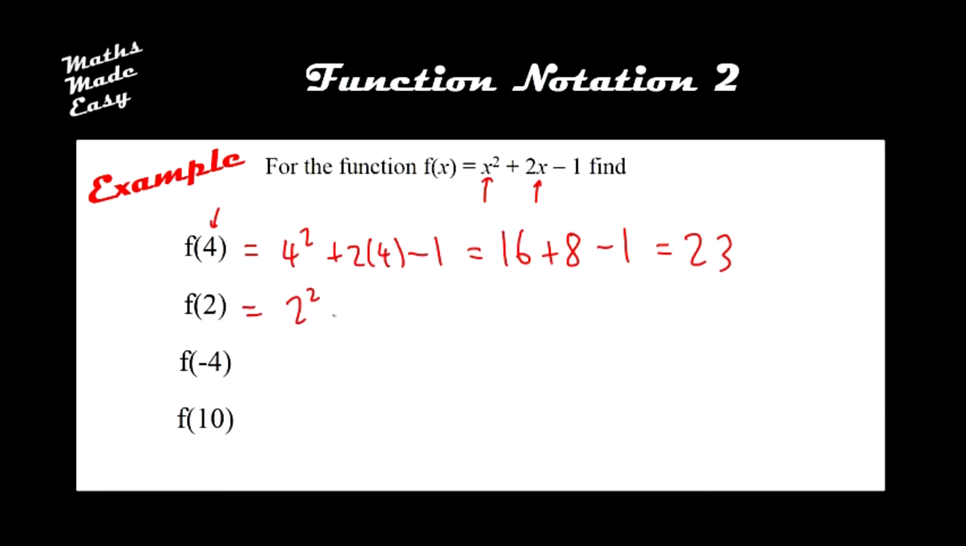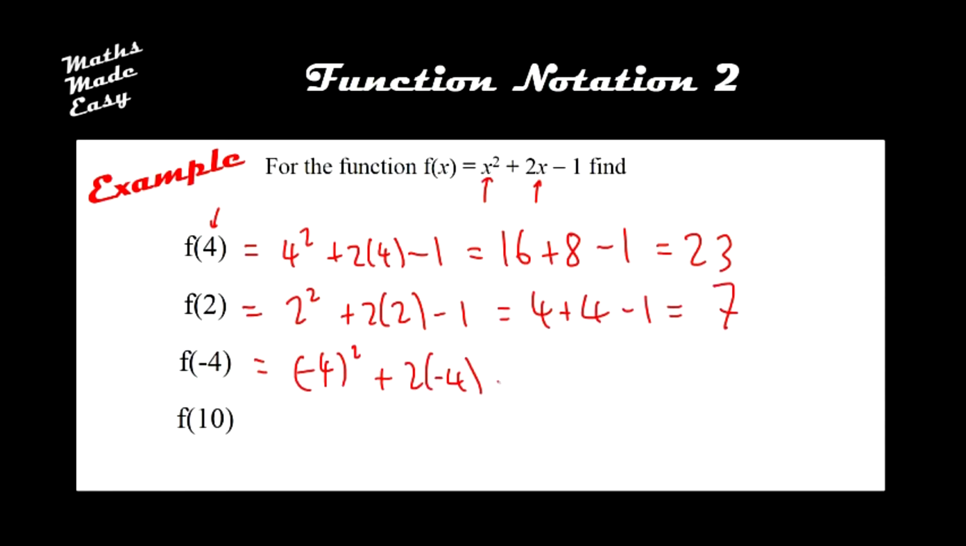So in this one all of the x's are going to be replaced with 2's. So I end up with 2 squared, 4, 2 times 2, also 4, take 1, that gives me 7. In this one f of negative 4, and just like on the previous practice questions, when you substitute in a negative, make sure you're using brackets. So negative 4 squared plus 2 lots of negative 4, subtract 1. Negative 4 squared is 16, 2 lots of negative 4, negative 8, subtract 1. So 16 take 8 is 8, take 1 gives us 7.